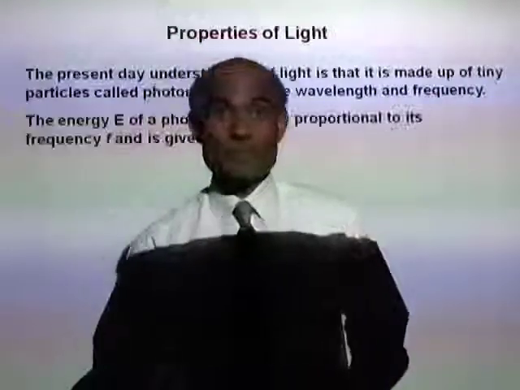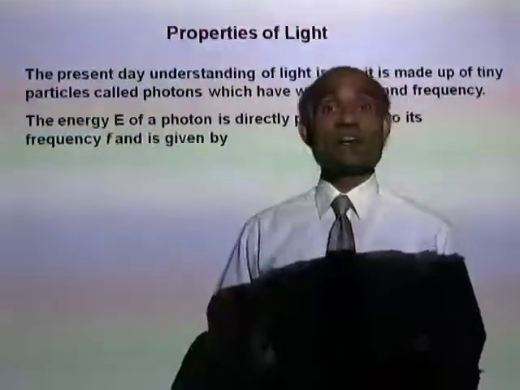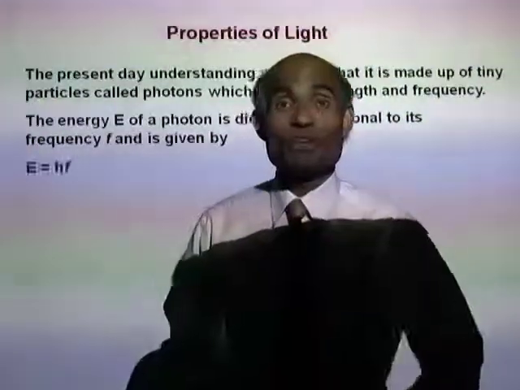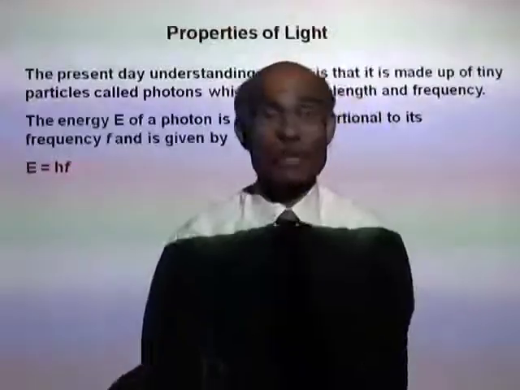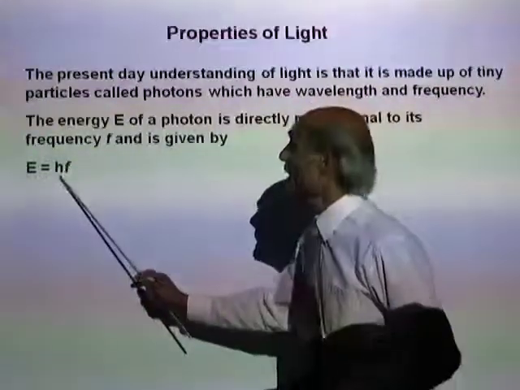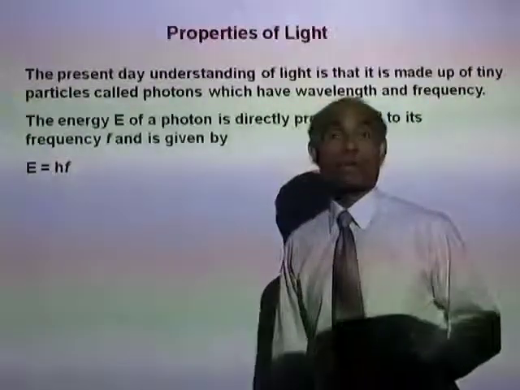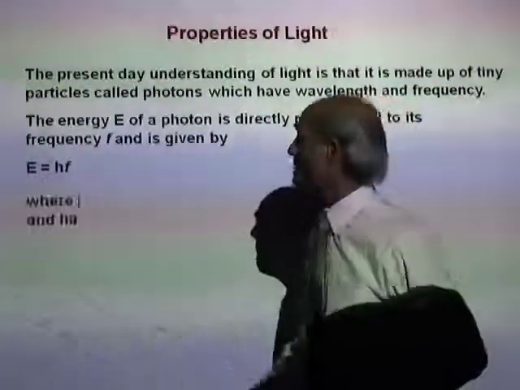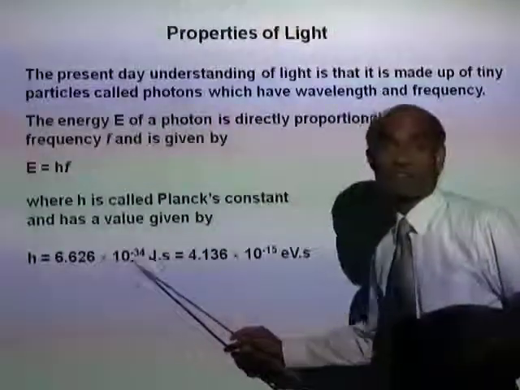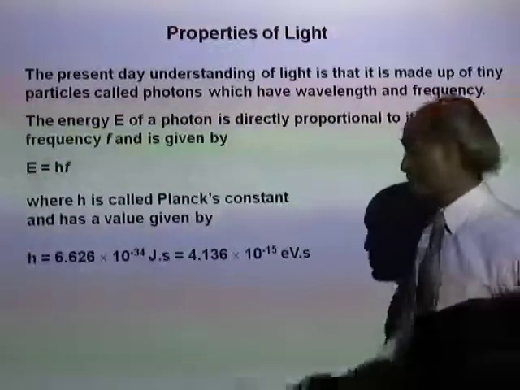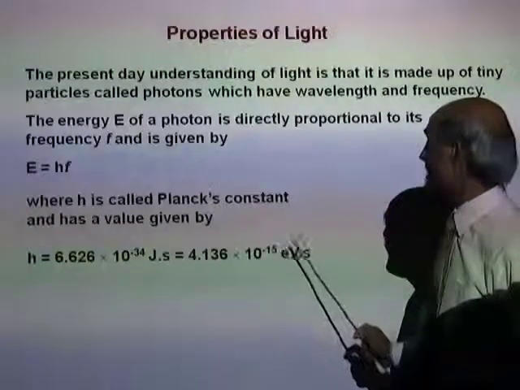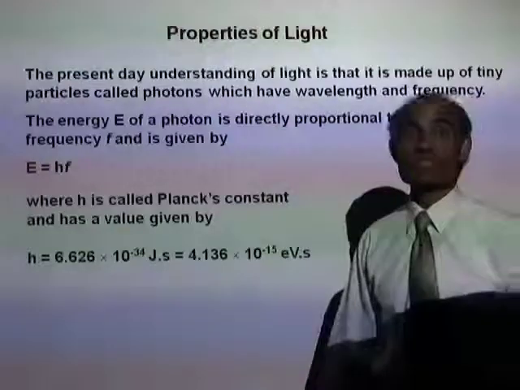The energy E of a photon is directly proportional to its frequency, and it is given by the equation E equal to hf, where h is a constant called Planck's constant and f is the frequency. Planck's constant has a value given by this, which is 4.136 times 10 to the negative 15 electron volt second.